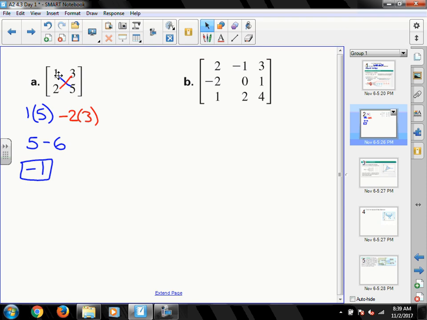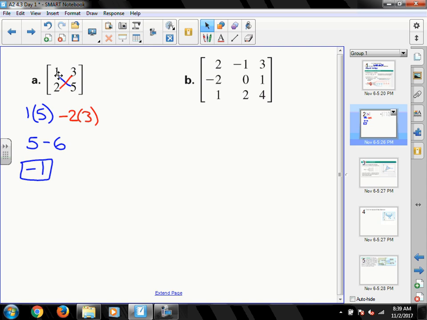So, like I said, most people like 2x2s. They're a little easier to work with for the simple fact that it's just those two quick products and subtract them. If we look at B, now we've got a 3x3. So we will keep working with those.